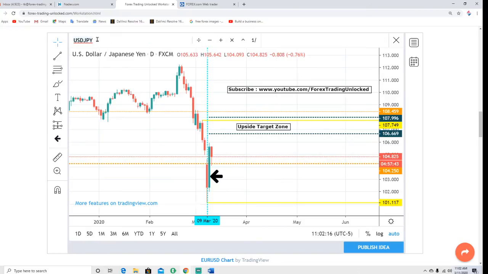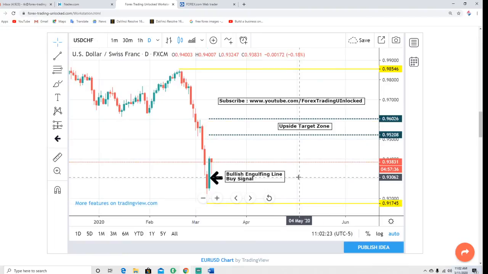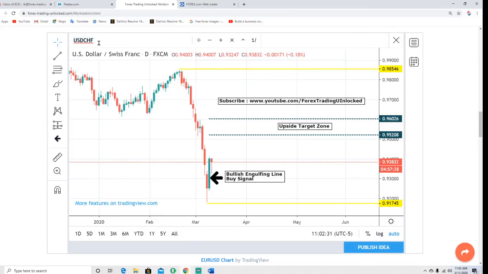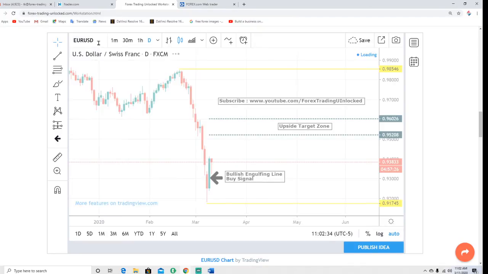Then we have the US dollar Swiss as well that has given us a buy signal. We have a bullish engulfing line just like we did in the yen. This market as well is giving us an upside target zone of 95.20 to 96.02. And then we also have the Euro US dollar, where as we were covering that market, it was making new lows. We'll take a look at this last to see what's going on here.